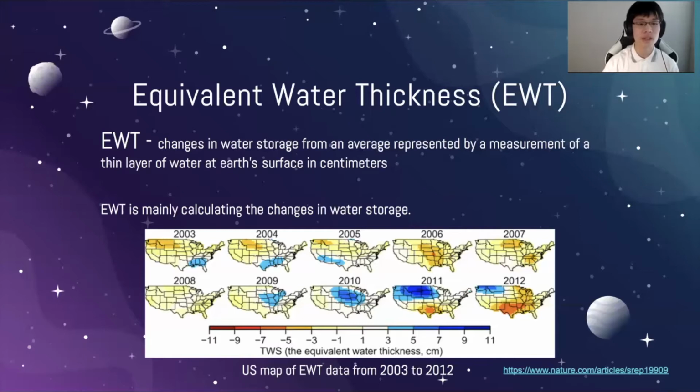And demonstrated in 2011 in the Northwestern region, we can see that there is significant water storage. In contrast, in the Southern region, we can see that there is a heavy drought.